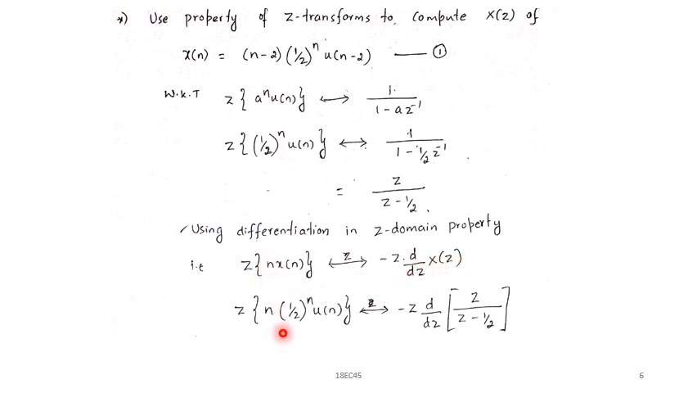Now we'll use n into 1 by 2 to the power n into u of n. That is given by minus z d by dz of z by z minus 1 by 2, because I already computed the z transform of 1 by 2 to the power n into u of n, that is z by z minus 1 by 2. I'll substitute this here as x of z. Now I'll differentiate this. Then I'll apply the time shifting property.